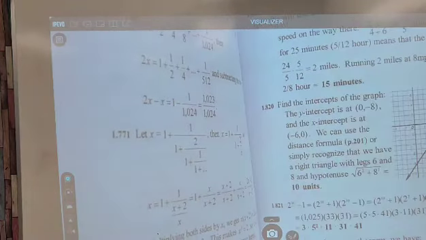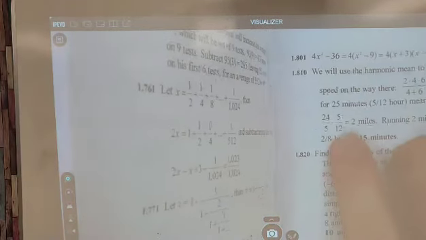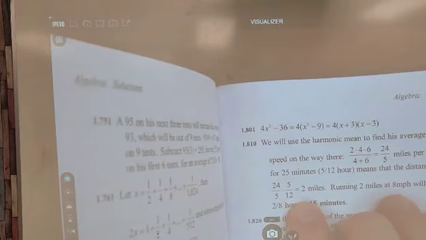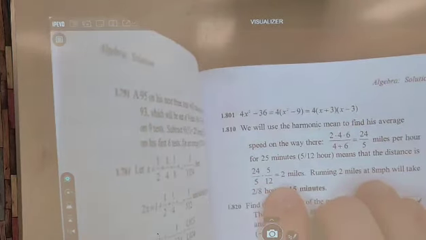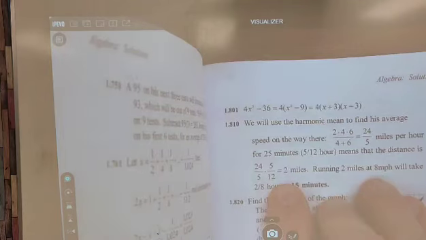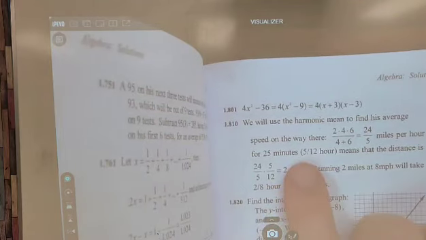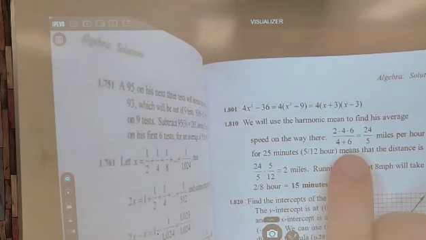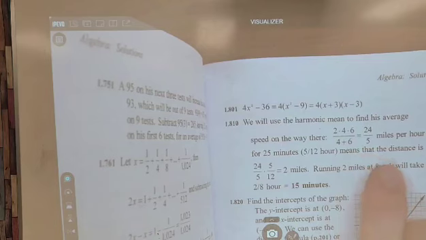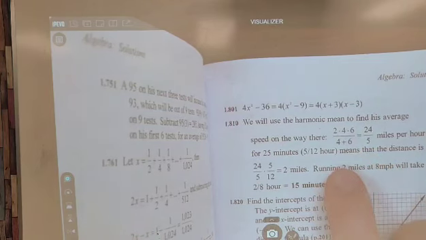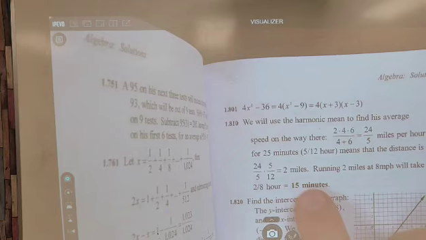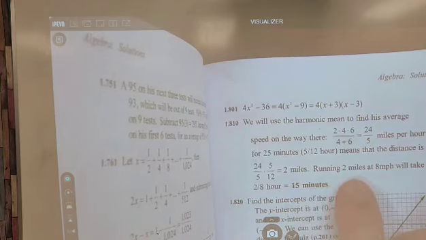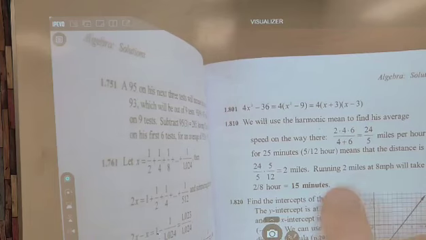So on this one, it says we will use the harmonic mean to find his average speed on the way there: 2 times 4 times 6 over 4 plus 6 equals 24 over 5 miles per hour for 25 minutes, 5 over 12 hours. That means the distance is 24 over 5 times 5 over 12, which equals 2 miles. Running 2 miles at 8 miles per hour would take 2/8 of an hour or 15 minutes.